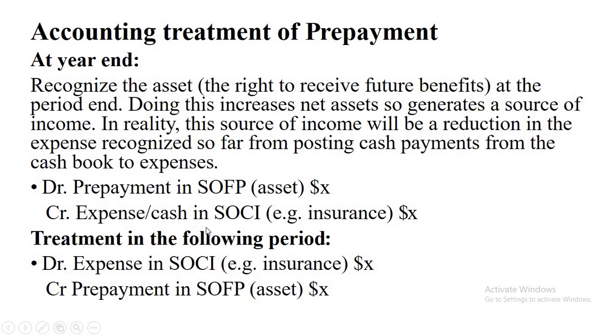And in the following period, the entry will be debit expense in statement of comprehensive income, for example, insurance, and credit prepayment in statement of financial position, asset.